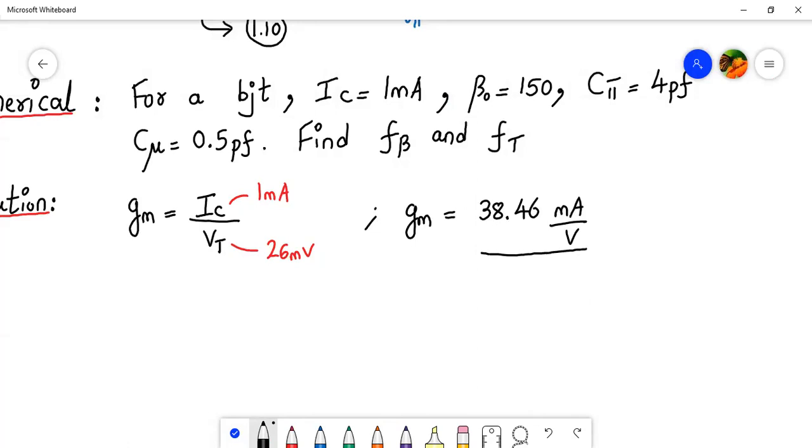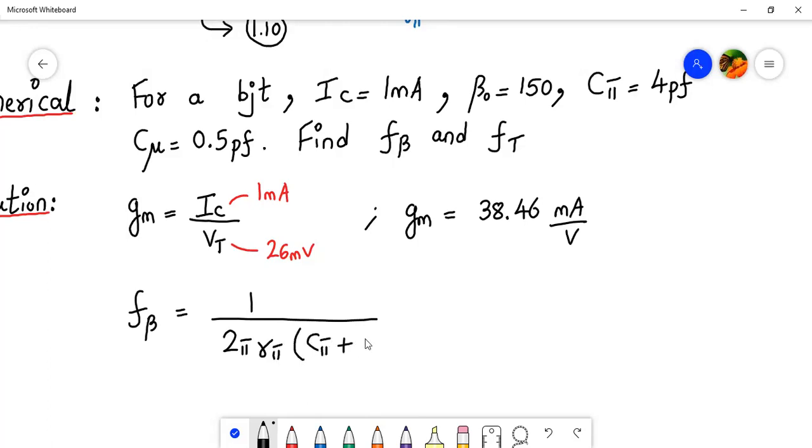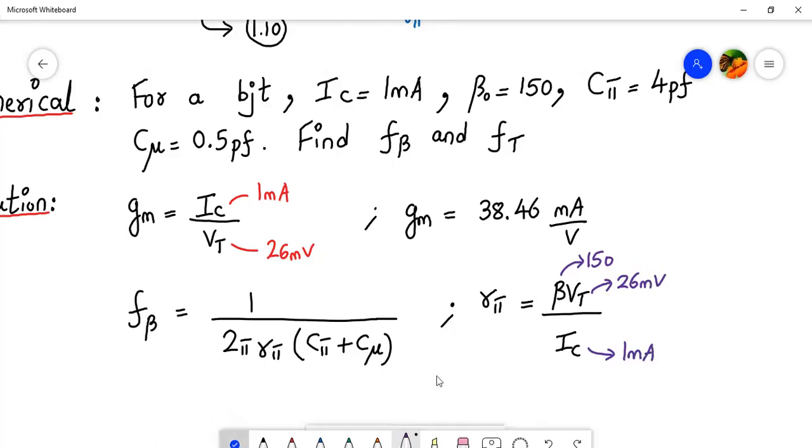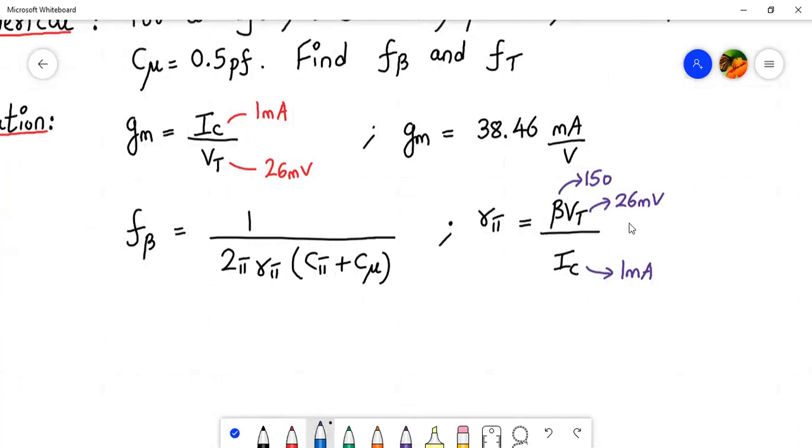Okay. Fine. Let's proceed ahead and find out the value of the beta cutoff frequency. So F beta can be written as 1 divided by 2 pi into R pi into C pi plus C mu. So C pi and C mu values are known. R pi value is not known. So from here we'll calculate R pi. R pi is beta Vt divided by Ic, right? Now what is the value of beta? Beta is 150, correct? Vt is around 26 millivolt and Ic value is around 1 milliampere. So 150 into 26 millivolt divided by 1 milliampere. And with that, you will get the value of R pi as 3.9 kilo ohms.